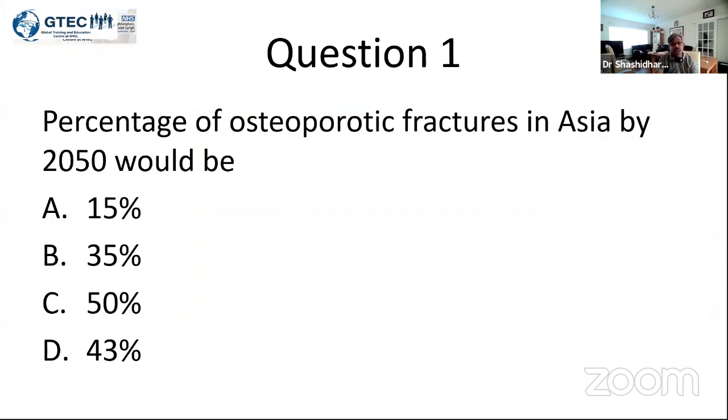If you look at that, fractured neck of femur becomes one of the major health issues. It's a public health issue. That's why it needs a major plan in terms of handling it.